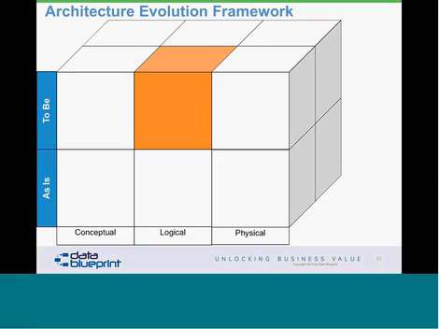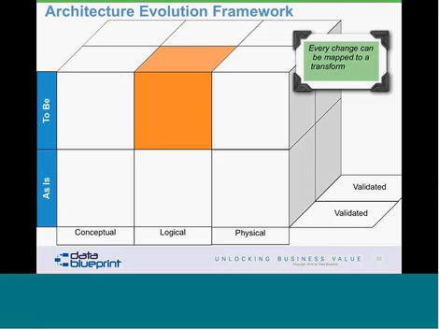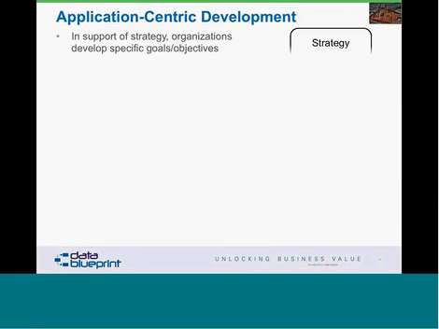Every component that you put together in architecture is either an as-is model or it's a to-be model. And similarly, it is at a conceptual, logical, or physical level in doing this. And our goal is, of course, to move all of these into a validated state. We don't want the things to be unvalidated. Every change in your information architecture can be mapped to a transformation in this framework. Very important concept on this. I'll probably get some questions later on.